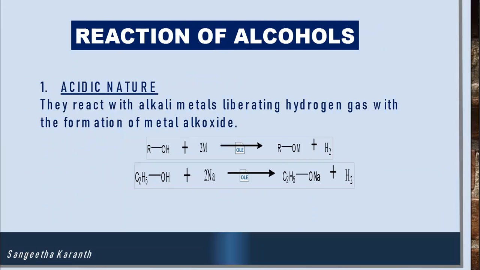Next is reactions of alcohols. So, acidic nature. We know that whenever we add a metal to an acidic solution, it will release hydrogen gas. The same thing happens with respect to alcohols. So we take alcohol and add any reactive metal, it will release hydrogen gas. So we can see this example. Ethanol, when it reacts with sodium metal, gives rise to sodium ethoxide, with the liberation of hydrogen gas.